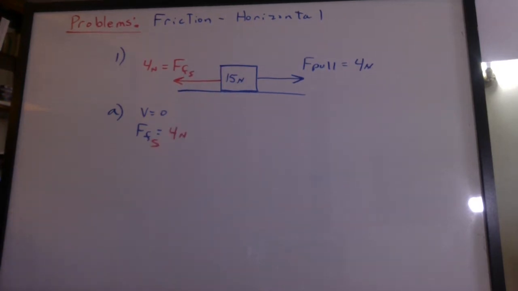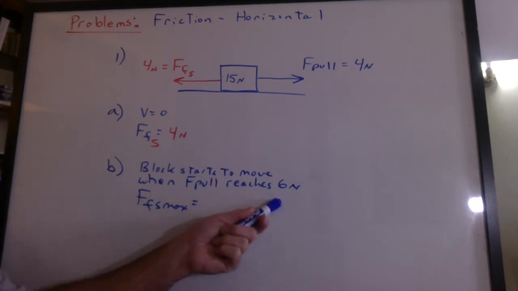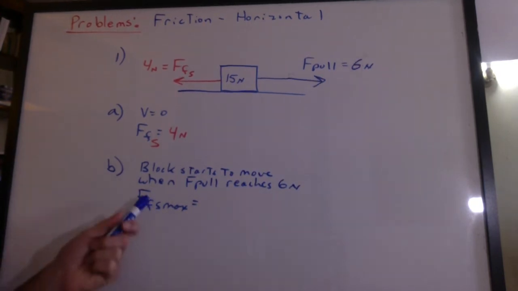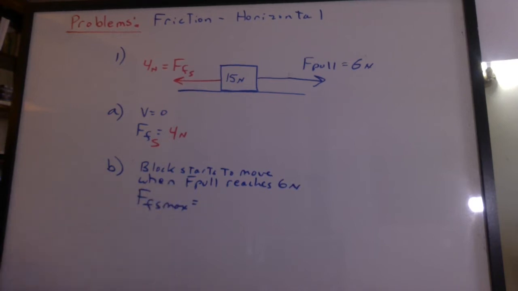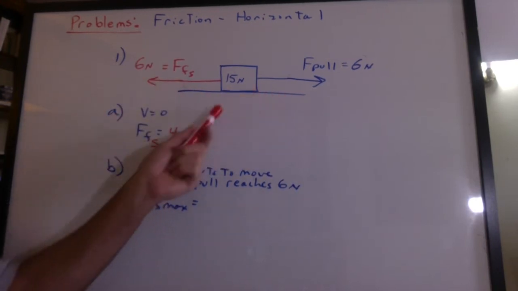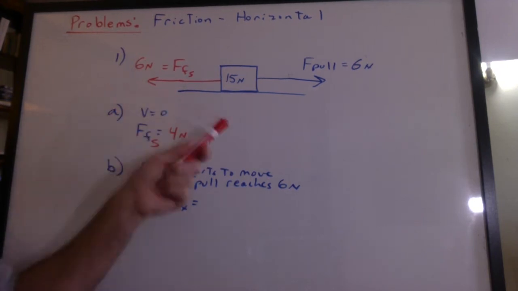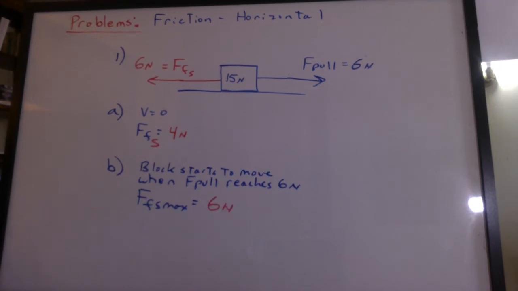And it's static friction. Now I increase the pulling force to 6 newtons. At that point, the block starts to move forward. What's the maximum force of static friction? Static friction rises to meet this pulling force until it can't go anymore. You reach the maximum at 6 newtons, and then it jumps forward. And this is exactly what you saw in the lab.